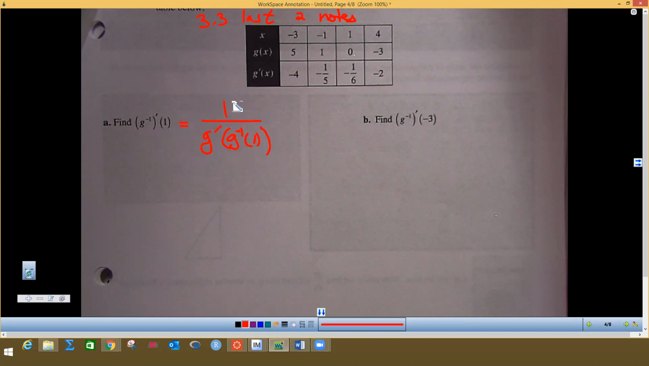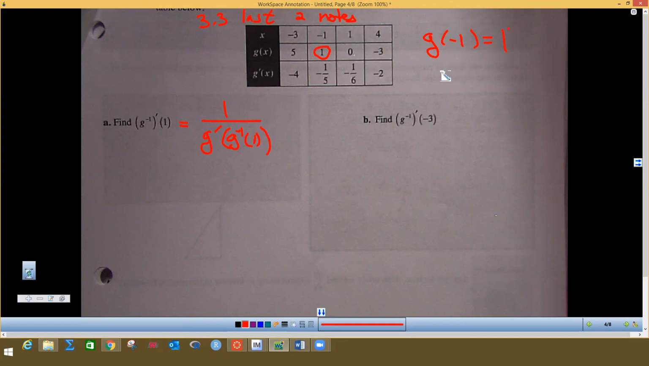Now this part right here is from the formula on the other side, so I got to go up here and I need to find the inverse of g of 1. Well, I hope you all remember that if I do g of something, I've got to get a 1 out. G of something has to give me a 1 out. So what I find right here is if I do g of -1, g of -1 gives me out 1.